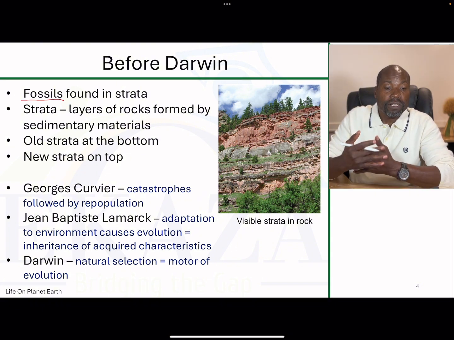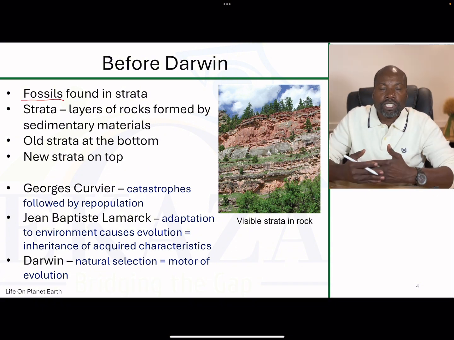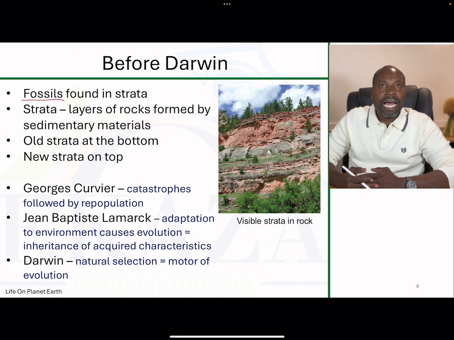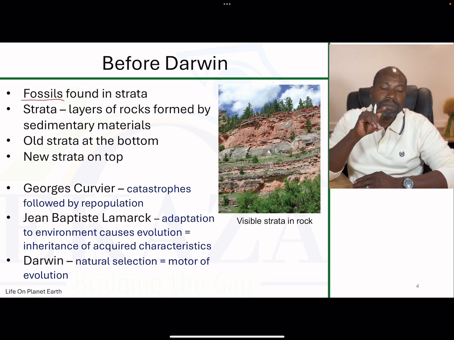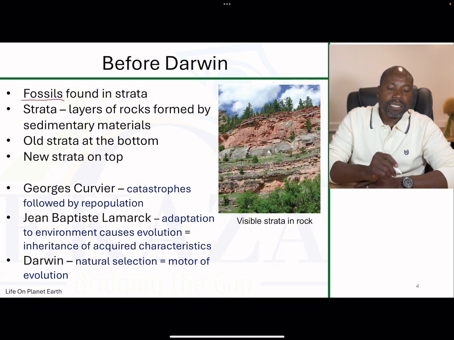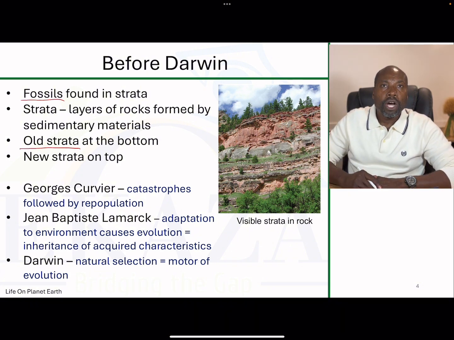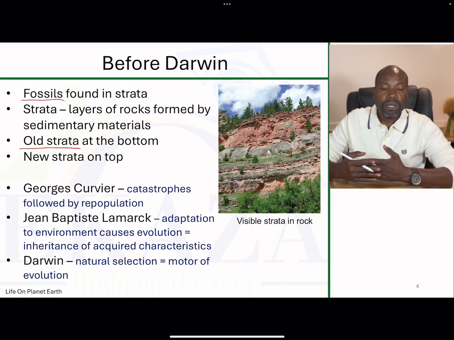So you've heard of fossils, and the fossils that are trapped in strata, and the strata are layers of rocks on a cross-section of the earth that actually show that living organisms existed at some point. And what geologists show is that the old strata are at the very bottom of the crust of the earth, or the cross-section of the earth, while the new strata are going to be on top, right?